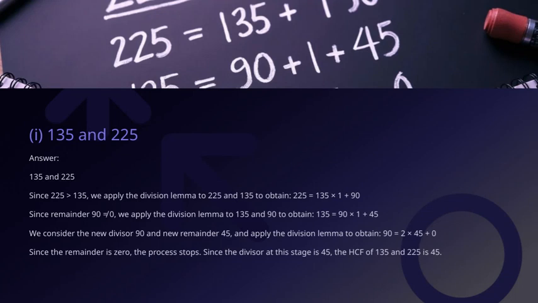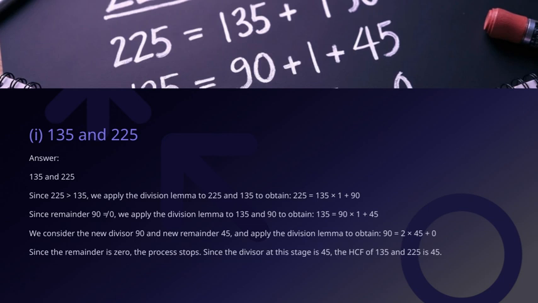Since the remainder is 0, the process stops here. This indicates that the highest common factor, or HCF, of 135 and 225 is 45. Now, let's look at the next step. We consider the new divisor, which is 90, and the new remainder, which is 45. Applying the division lemma, we see that 90 equals 2 times 45 plus 0. Because the remainder is now 0, we know we've reached the end of our process.